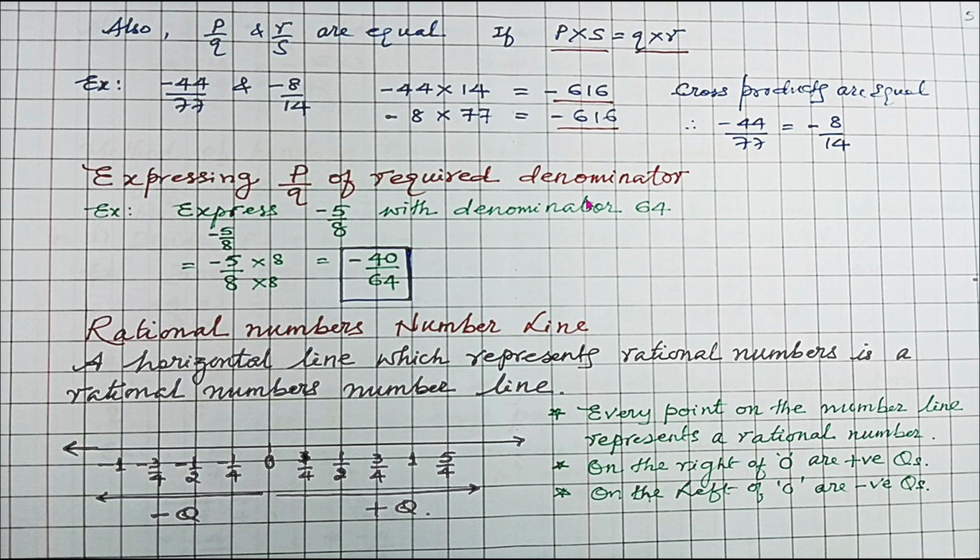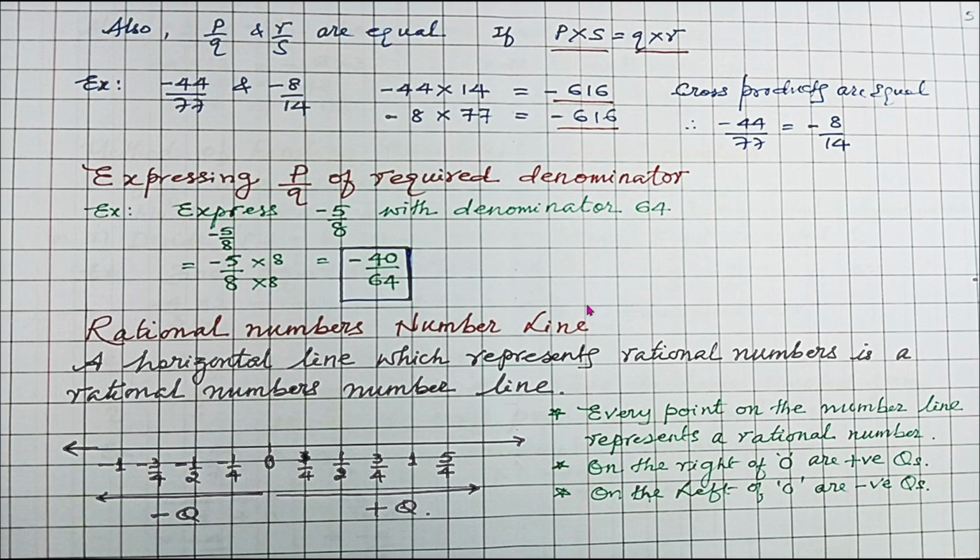Expressing p by q with a required denominator. Now we have a rational number minus 5 by 8. The 8 is in the denominator, but we want to express this rational number with the denominator 64. To do that, very simple, multiply 8 by 8, it becomes 64. But we cannot multiply by 8 only in the denominator, we have to multiply in the numerator also. So by multiplying by 8 in the numerator and the denominator, we get minus 40, and 8 into 8 is 64. So minus 40 by 64 is the rational number having denominator 64. That is how we can express any given rational number with any required denominator.